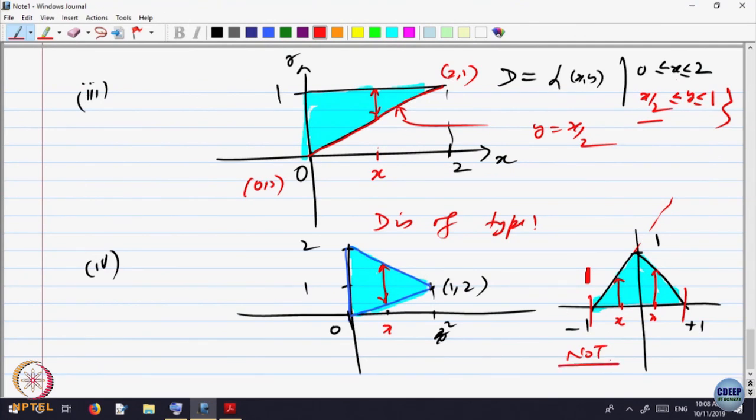Is it clear? This is not of type 1, because I cannot write it as all points (x, y) so that x lies between some limits and y lies between some function of x, lower limit bounded by some upper limit of a function of x. The functions change, right? If I like, I can cut it into two parts. I can cut this domain. I can call the left side, this part, as D1, and this part as D2.